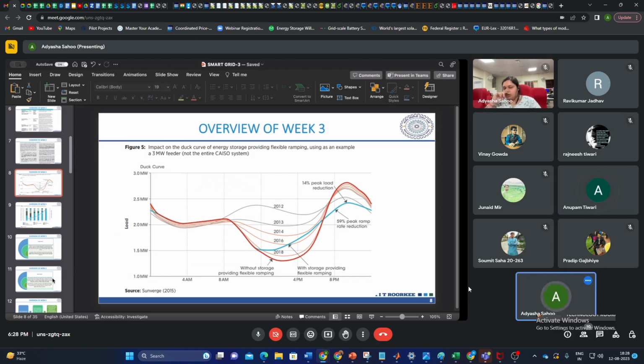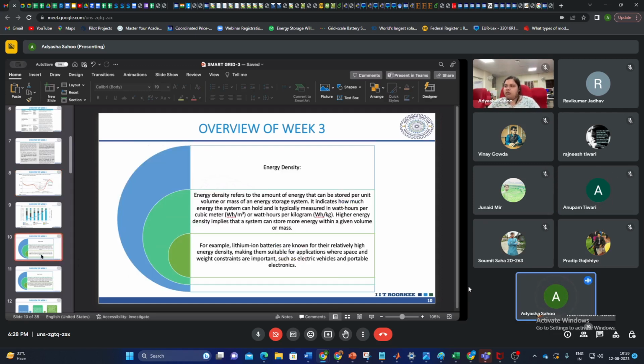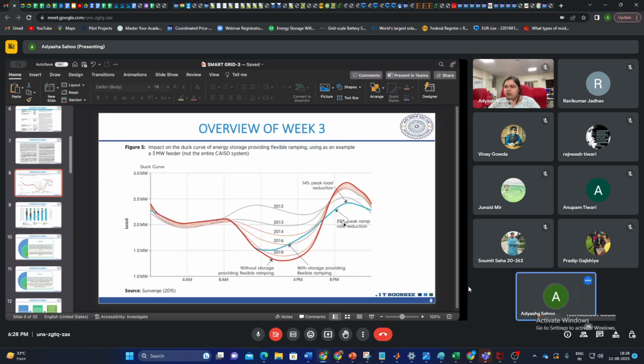Sometimes in some applications, as we discussed for EV, we need high energy density, but supercapacitors have high power density. As we see here in the duck curve, maybe we need high ramping rates. At that time we can use a supercapacitor, but for that it also needs to retain the amount of energy for this much period of time. So the solution for this is that we will be moving towards hybrid energy storage.